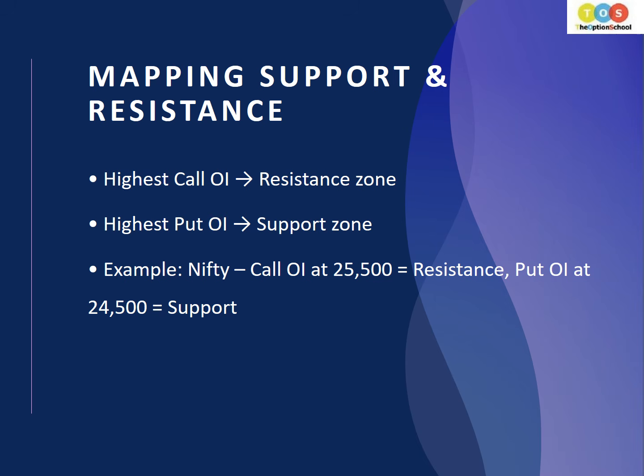Now we all must know that in the very nascent stage it is said that wherever there is the highest call OI, wherever there is the most number of contracts on the call side for the market for that day, it acts as the resistance zone. And the same on the put side acts as the support zone. So let's suppose Nifty is at 25,000 and we have maximum call OI at 25,500 for that particular day. That would act as the resistance, and wherever there is the highest put OI, that would simply act as the support.